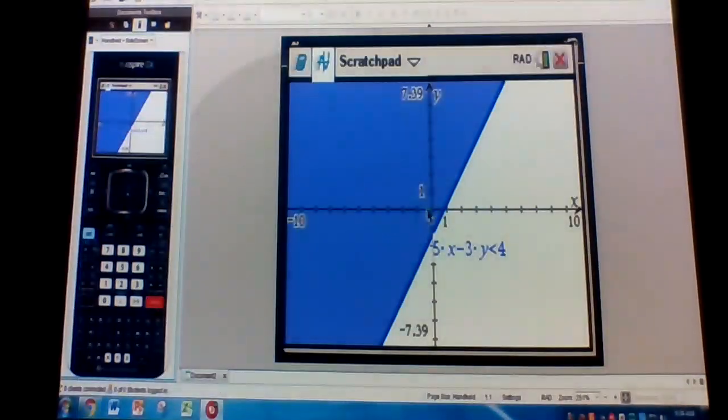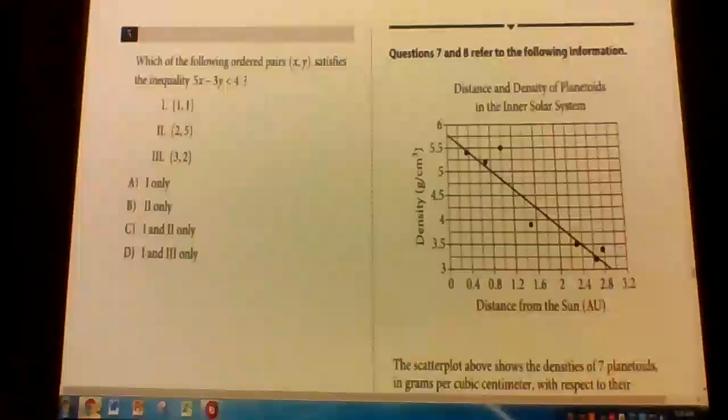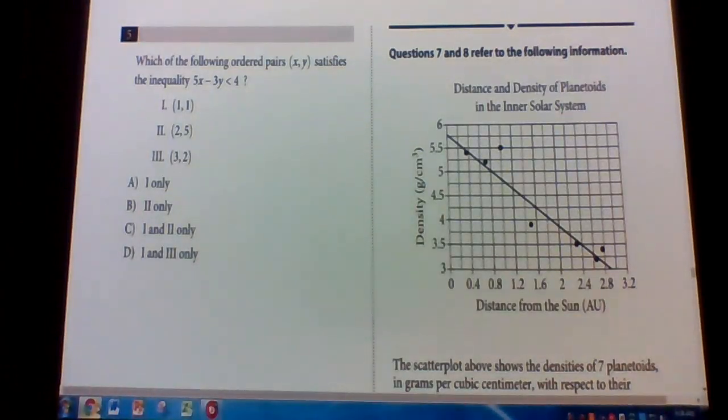Okay, we look at our points. 1, 1 would be right here. That's inside, so that one's good. 2, 5. 1, 2, 3, 4. 2, 5 would be right here. So that one's good. And then 3, 2, 1, 2, 3, 1, 2 would be right out here. That's going to be outside the line. So you can graph it. That's a great way to do it. Or we can do it out by hand. Okay, so it's going to be C.